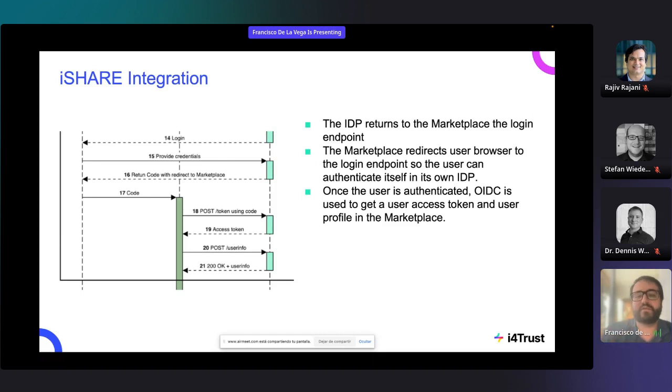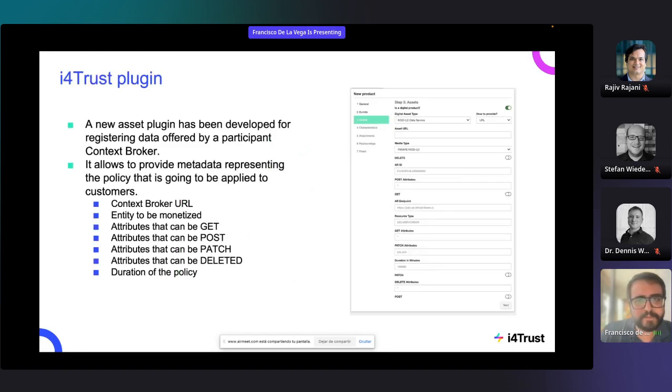and then as you have this, the flow is a typical OpenID Connect flow. You get an authorization code that you exchange for an access token. I don't want to go very deep on this because this has already been presented. Okay, so now we have our i4Trust marketplace integrated with the iShare protocol, so you can use your identity.